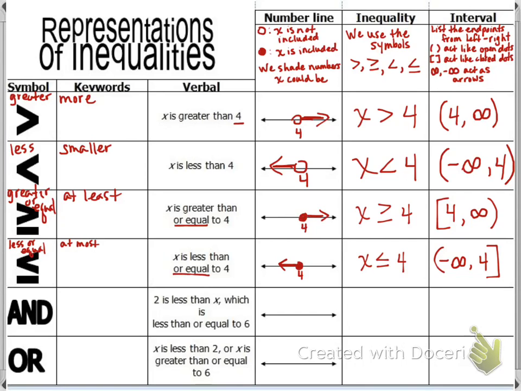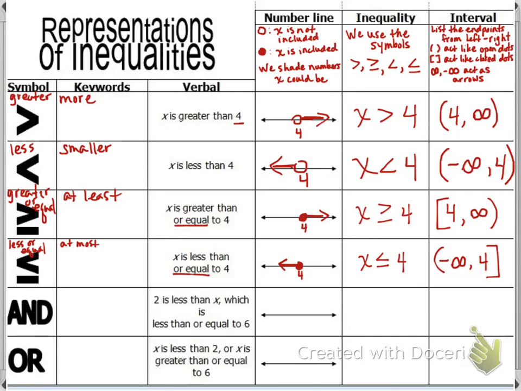The last two things that you see on your paper, the "and" and the "or" words, we will talk about those when we get to compound inequalities in a couple of weeks. So we'll be referring back to this paper and adding to it. It's just not information that you need at this exact moment, so we'll add that in after that first test. So hopefully you got through this okay.